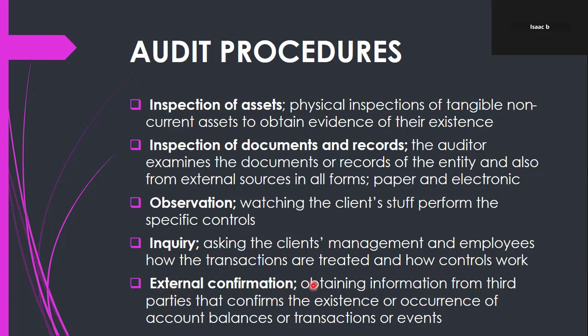Then external confirmation, obtaining information from third parties that confirms the existence or occurrence of account balances or transactions or events. So external confirmation, we call the bank. The bank, is this balance that we have here in the book correct and accurate? Is it the amount that you have there in your bank? Then the bank confirms, and that's what we call external confirmation.